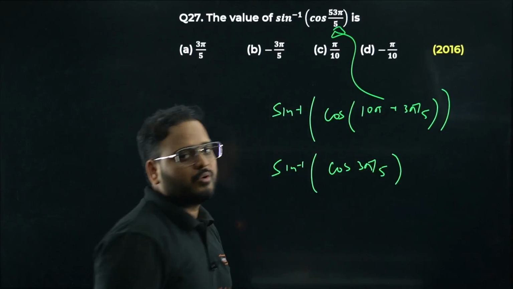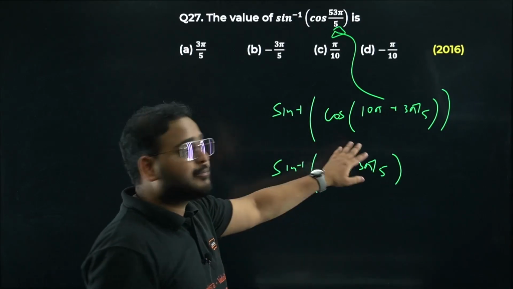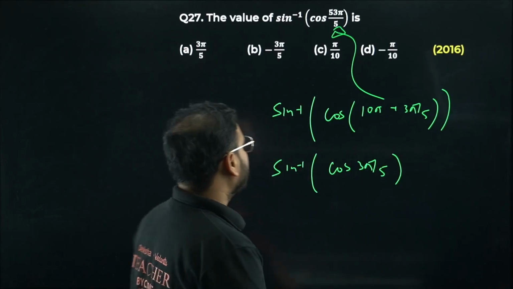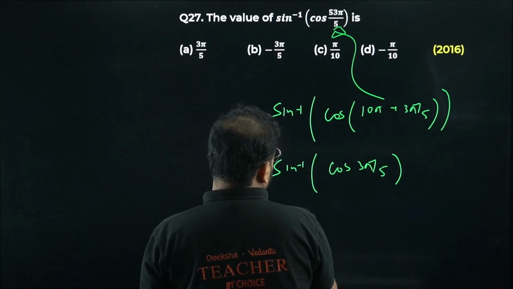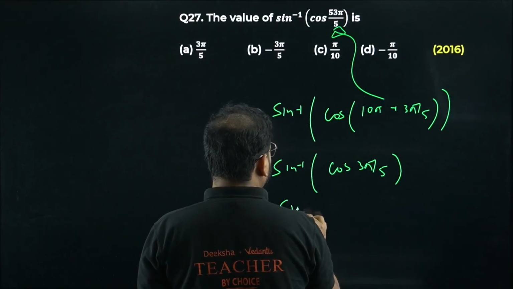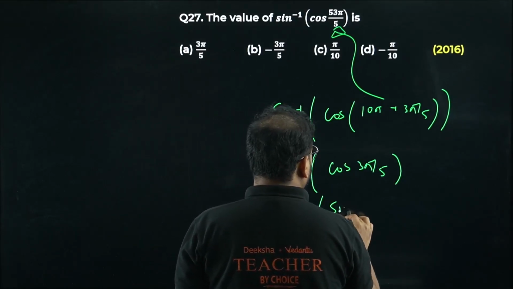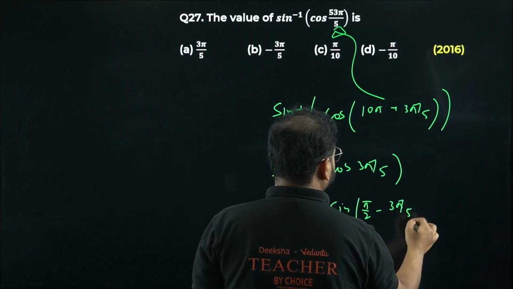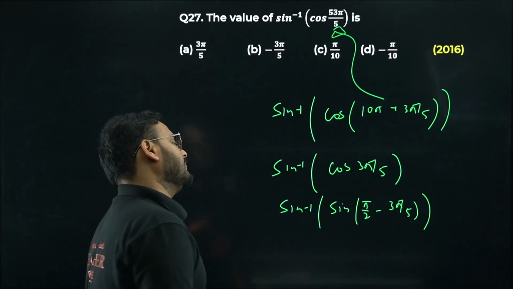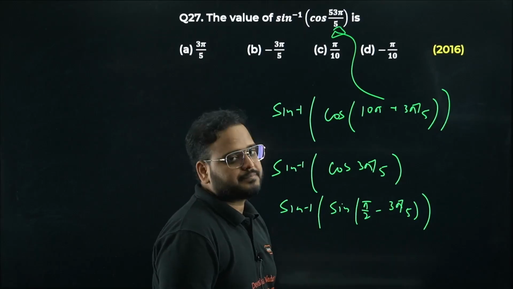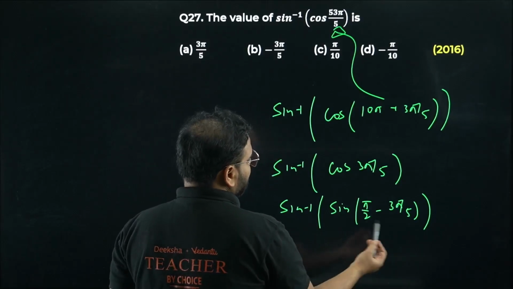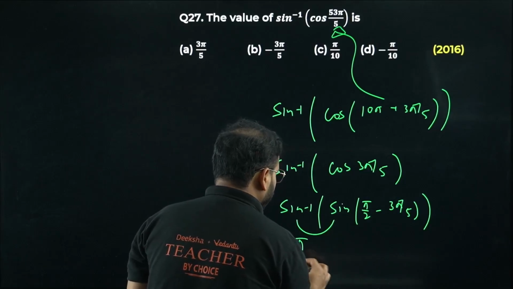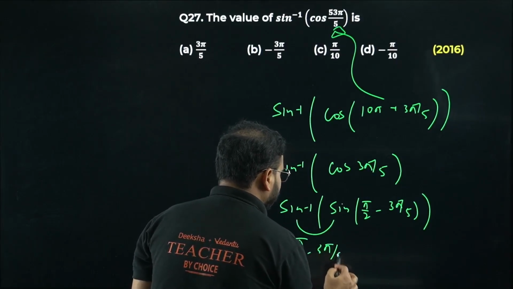2 pi terms, no? Please check. We're getting 2 pi into 5, right? So cos will remain cos only. So I get sine inverse of cos. I want sine inverse, so write this as sine of pi by 2 minus 3 pi by 5. It will become cos only, right? Now I want the angle. So sine inverse of sine will be cancelled. I have the angle as pi by 2 minus 3 pi by 5.